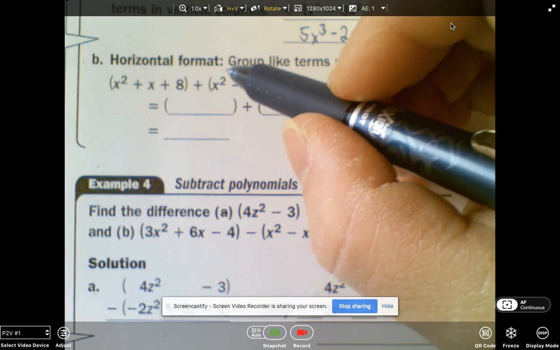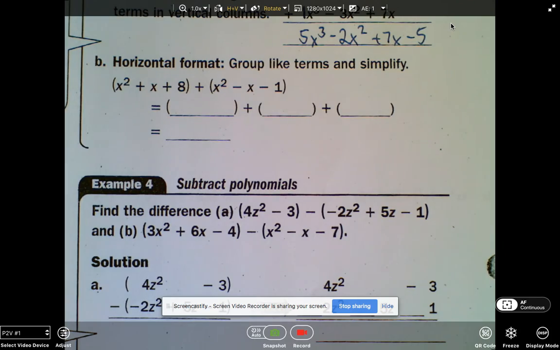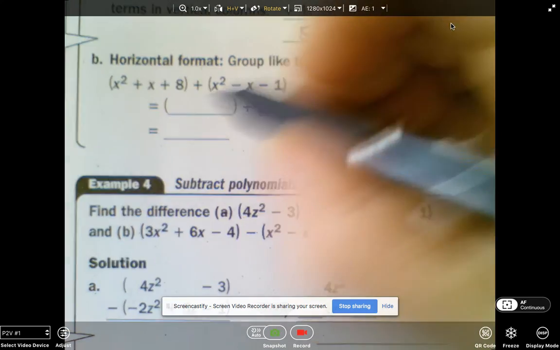X squared. Hold on, let me just check one thing. I feel like something's a little off here. Yeah, I think they're just wanting us to show each term.